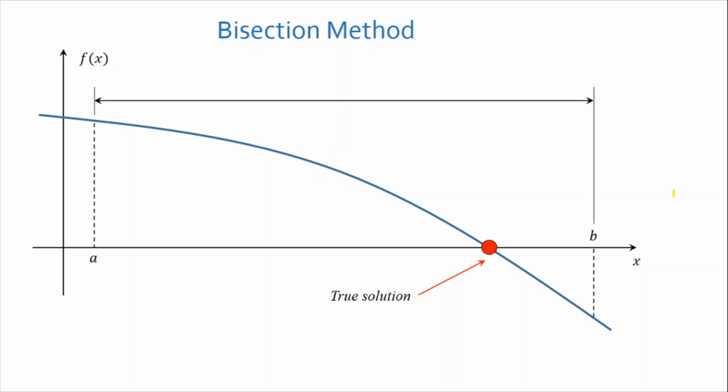The idea of the bisection method is that we will get the midpoint of the interval AB. The midpoint of that interval is here. And then we will project that midpoint, which is the first estimate of the solution. So this is our first estimate of the solution. Now notice that the value of our function at the first approximate solution here is positive.